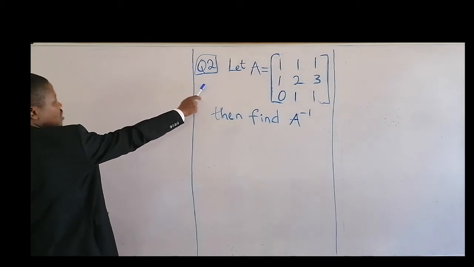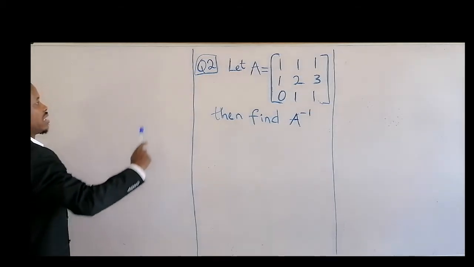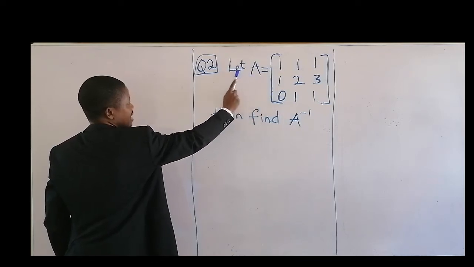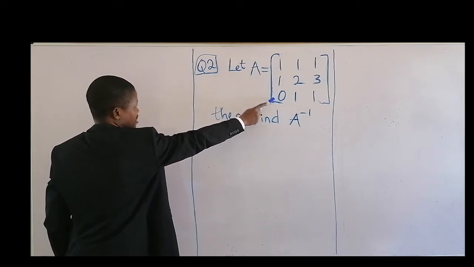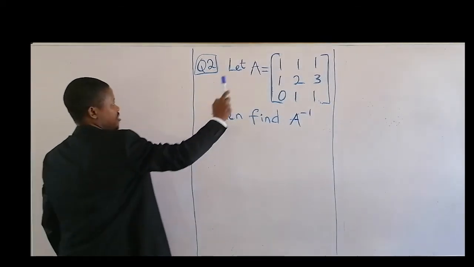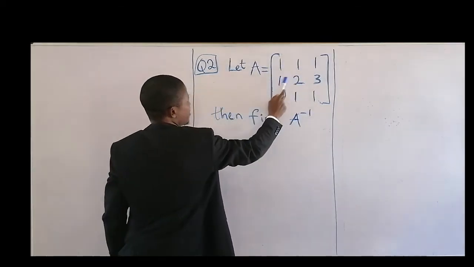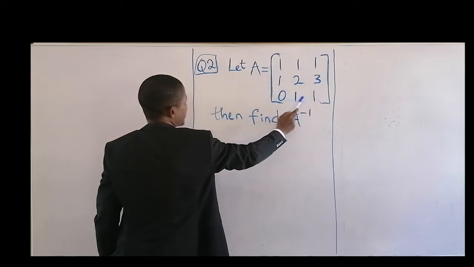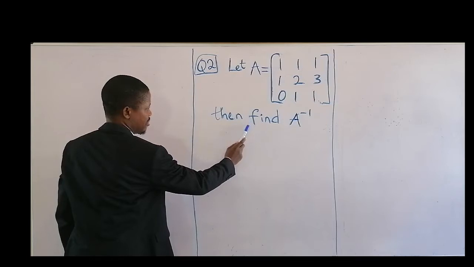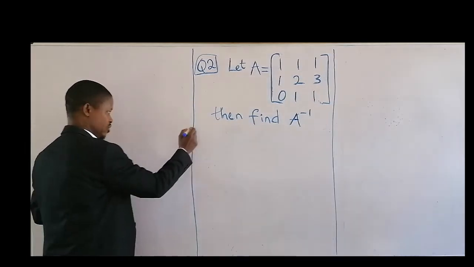We have this question, question 2. Let A be equal to this matrix, a 3 by 3 matrix. The matrix is 1, 1, 1, 1, 2, 3, 0, 1, 1. And then we are told to find the inverse matrix.